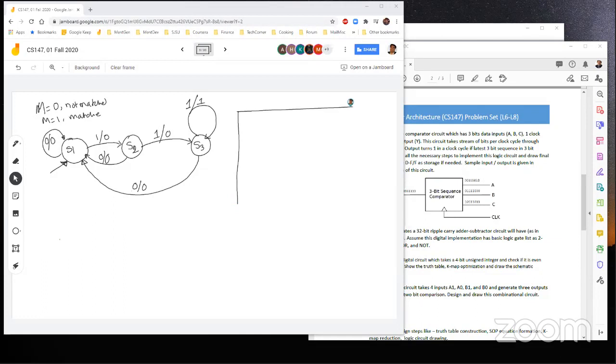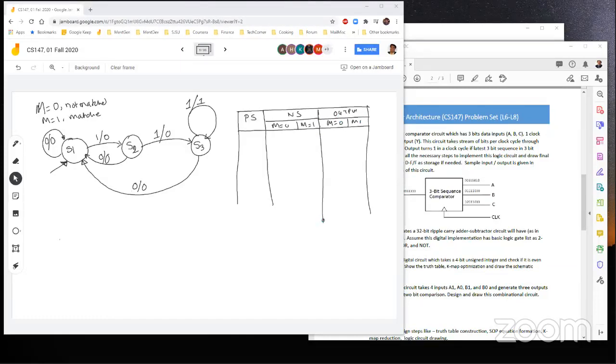So the state transitions table has what? Present state and next state. It has 2 possibilities, m equals 0, m equals 1, and output with m equals 0, m equals 1.